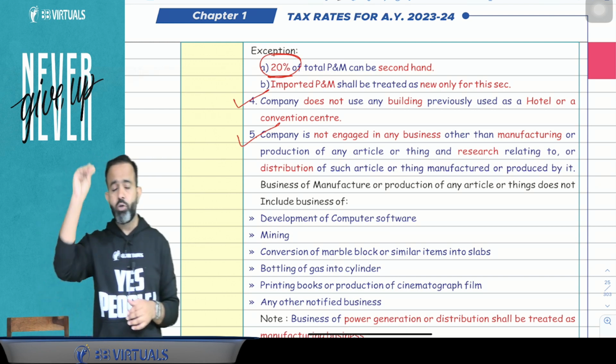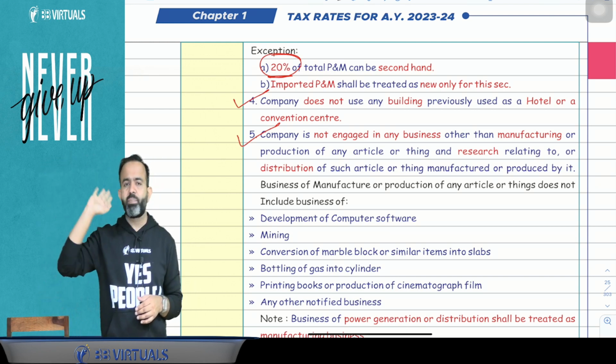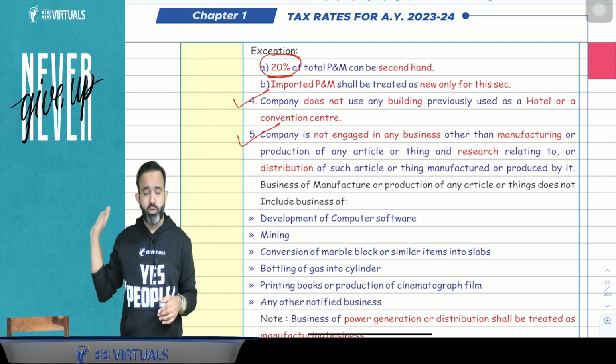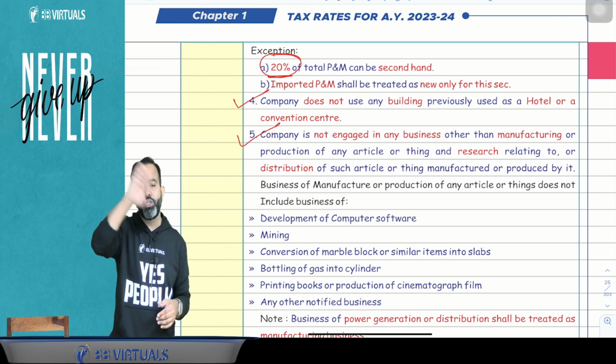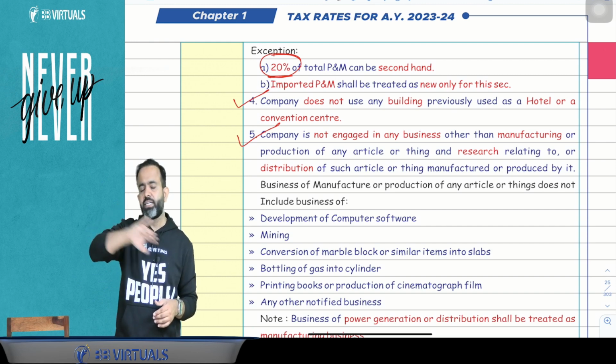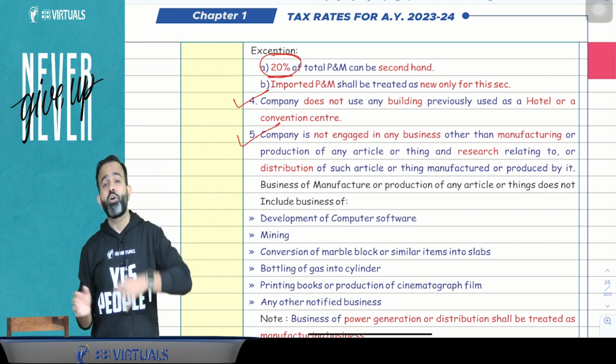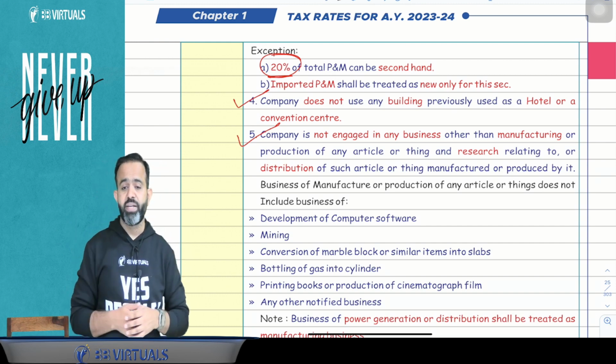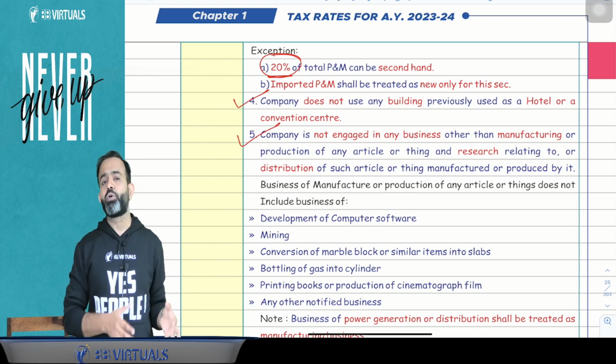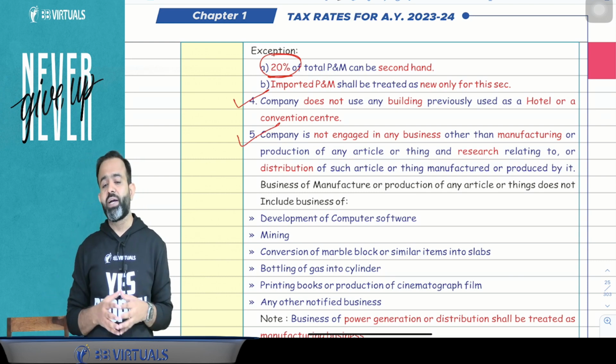So what I am saying is that all people pay attention. Computer software development is not a manufacturing. Mining is not a manufacturing. Conversion of marble blocks into slabs or slices is not treated as manufacturing business. Bottling of gas into cylinder is not treated as manufacturing business. Printing of books and production of movies are not treated as manufacturing business.